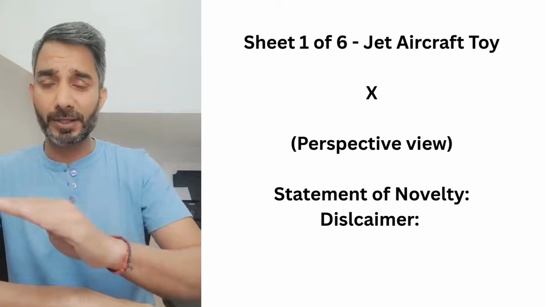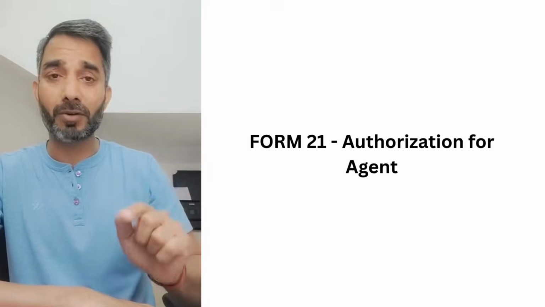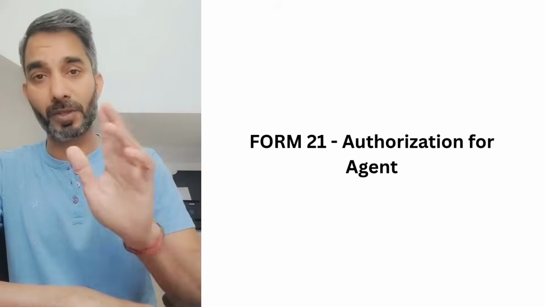After doing this, you can sign it off as patent agent, your name, and you need to provide form 21 as well, which is power of attorney on your name from the applicant.